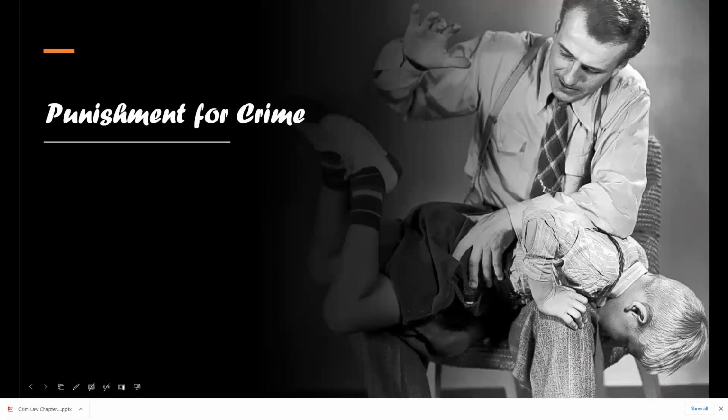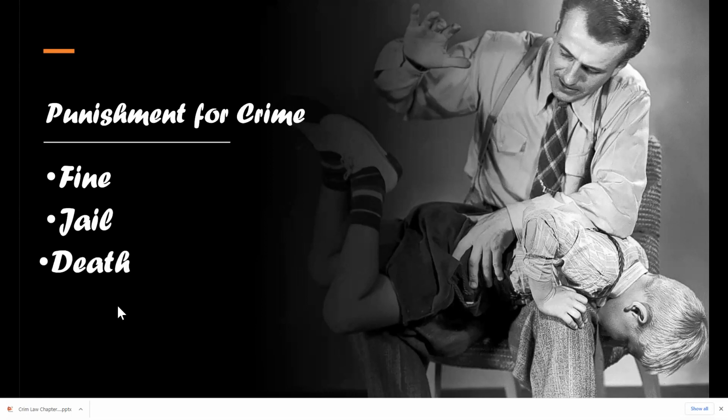On the crime side of it, we have punishment. We have punishment for crime. And the punishment for crime comes in different forms. It could be a fine. It could be jail time. It could be both. Or it could be death, depending on the offense. And that is how we punish for crime in this country. One of these three ways, or sometimes it's a fine and jail.